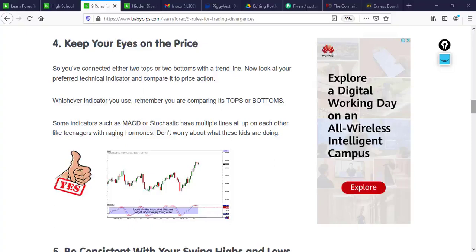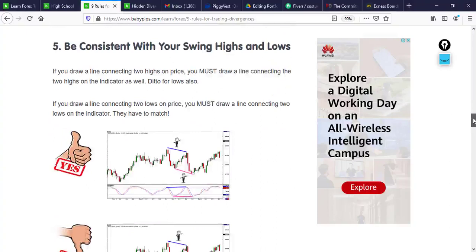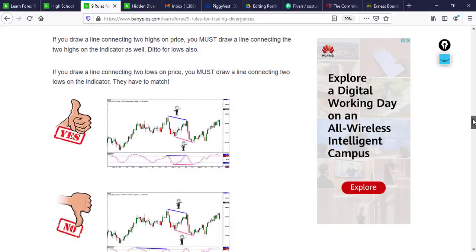Now, some indicators like the MACD or stochastic have multiple lines. Don't worry about that. Focus on the tops and bottoms above everything else. Now, rule 5: be consistent with your swing highs and swing lows.